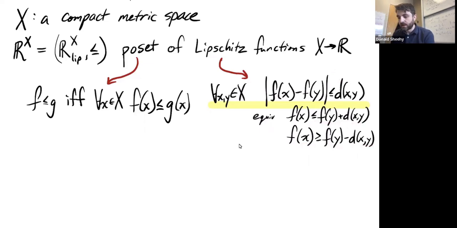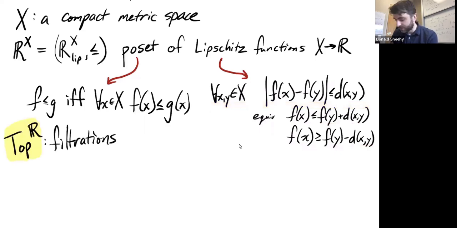All right, so that's the poset of Lipschitz functions, and it's nice as a poset. It's also a lattice; we'll maybe get into that. Now, filtrations. I'm going to think of filtrations as functors from R to Top. It associates a topological space with each real number. If I have two real numbers that are ordered, like s less than or equal to t, then there's a corresponding continuous map from the space at s to the space at t.